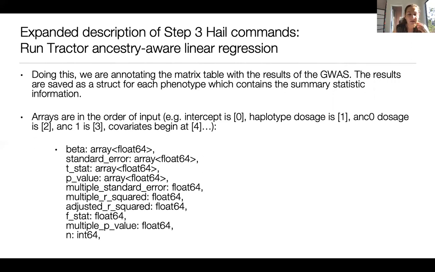So the index of 0 is going to be your intercept. In the example I listed prior to this, 1 is going to be your haplotype dosage, 2 is your ancestry 0 dosage, 3 would be ancestry 1, and then covariates would be 4 until however many covariates that you have. So you can pull out summary statistics for every term in your model and allow for easy comparison. They're all going to be annotated into one big struct that's just indexable by what position they were in your model.